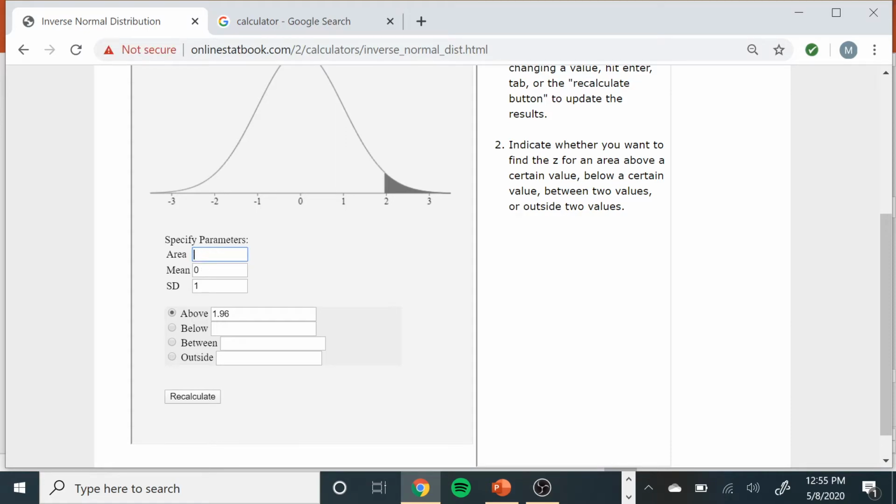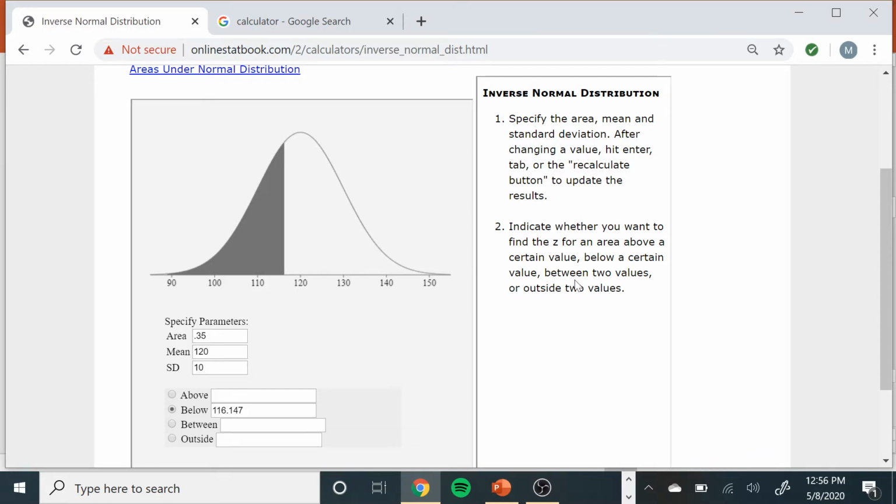For this question, we were interested in 35%, so we put in 0.35 here. Then the mean was 120. You may remember the variance was 100, so we need the standard deviation. You take the square root of the variance, which is 10. Now we wanted below what number, so you have to click below. Always look at the graph and then look back at the question, to see if this visual aid matches what the question is asking for.